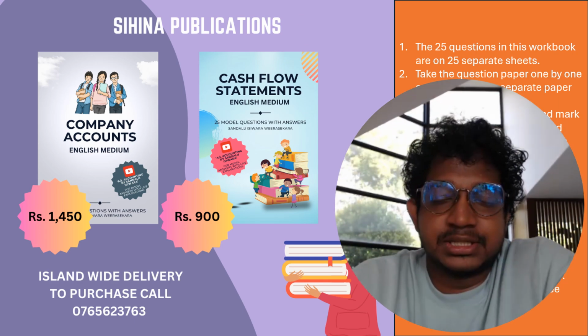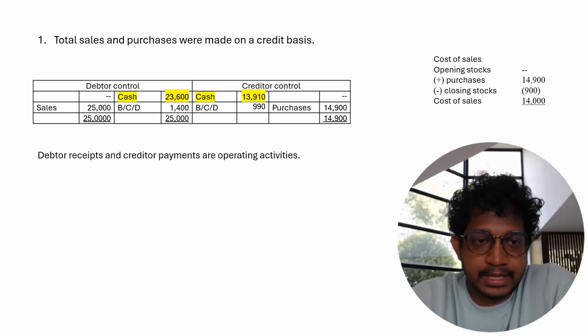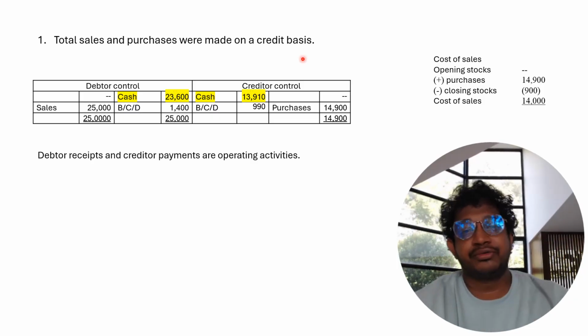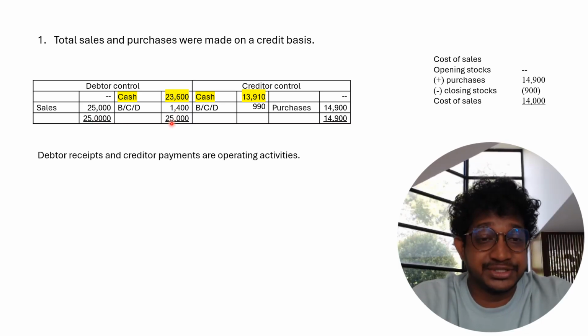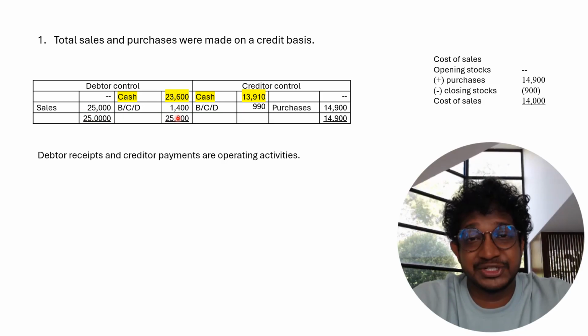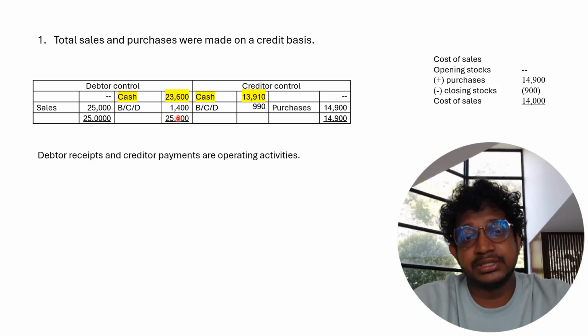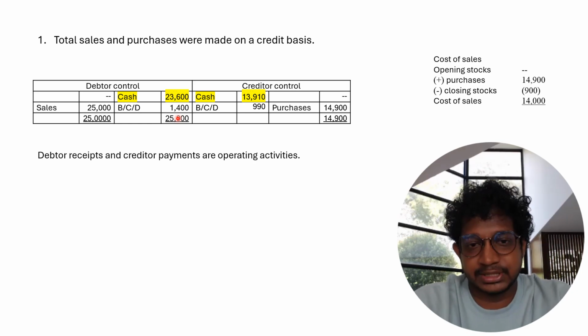Hi, this is my sixth cash flow question, Danuk PLC. Total sales and purchases were made on credit basis. So total sales in the income statement is 25,000 and as at the closing date, the SOFP presents debtors closing balance 1,400, which means still receivables 1,400 as at the closing date. Total sales 25,000, still receivable 1,400, so which means you received 23,600 altogether in cash within the year in operating activities.